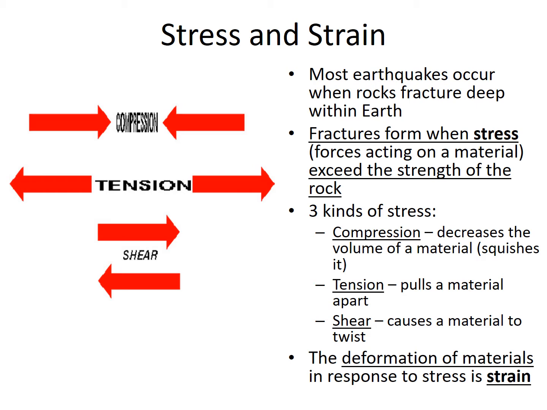There are three types of stress happening in the earth. There's compression stress, which is pushing it together, like breaking a bone by crunching it up under something. There's tension, like pulling it apart. And there's shear, which is a twisting sort of stress. When materials get deformed or warped in response to stress, this is called strain.